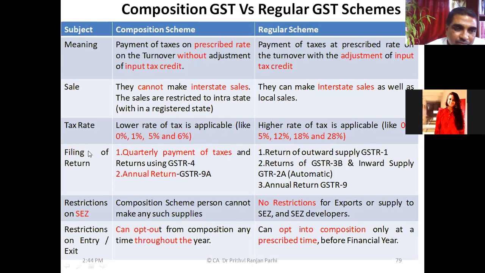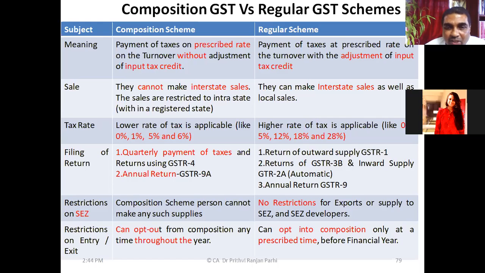That will be applied. And coming to filing of the return, a composition dealer makes quarterly payment of taxes and files an annual return. A regular dealer files GSTR 1 and makes monthly payment of GST. That is one more feature. Other returns are also filed, like GSTR 3B, GSTR 2A, GSTR 9.